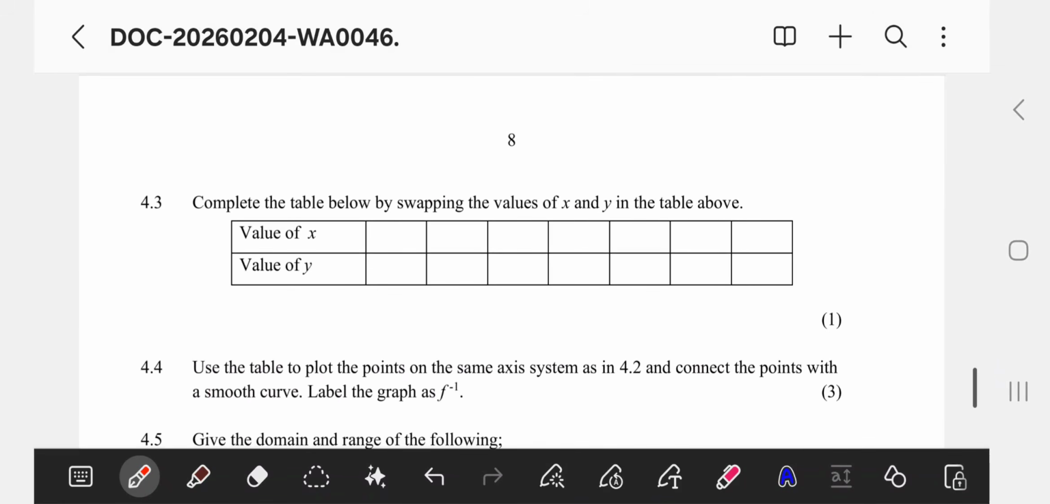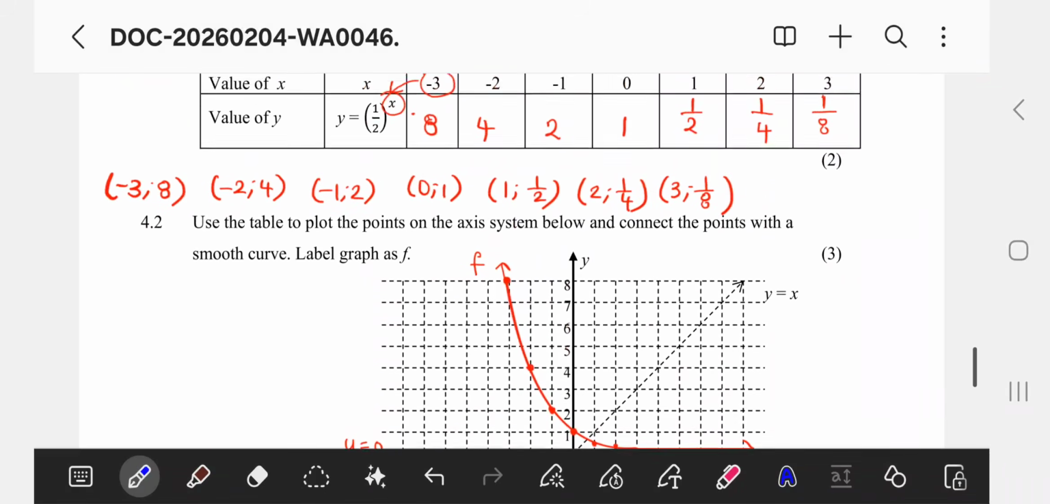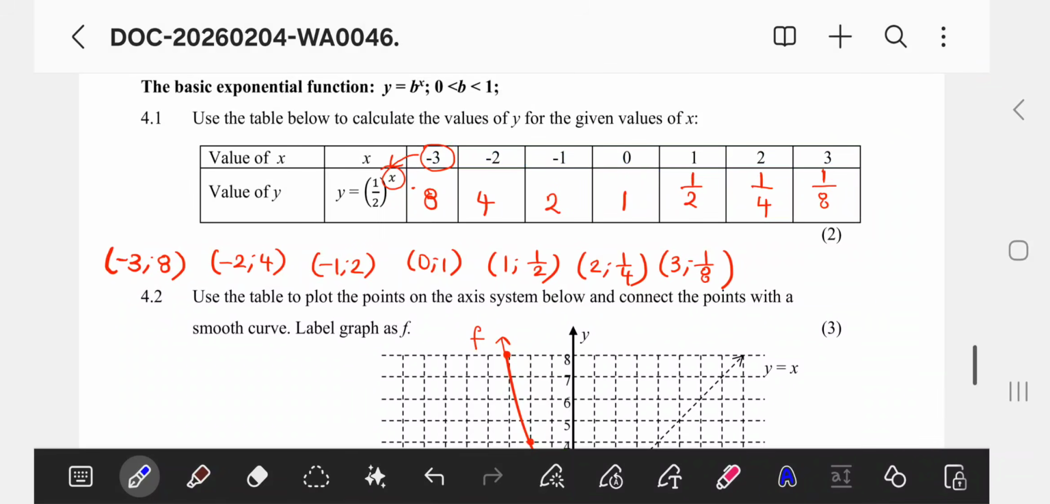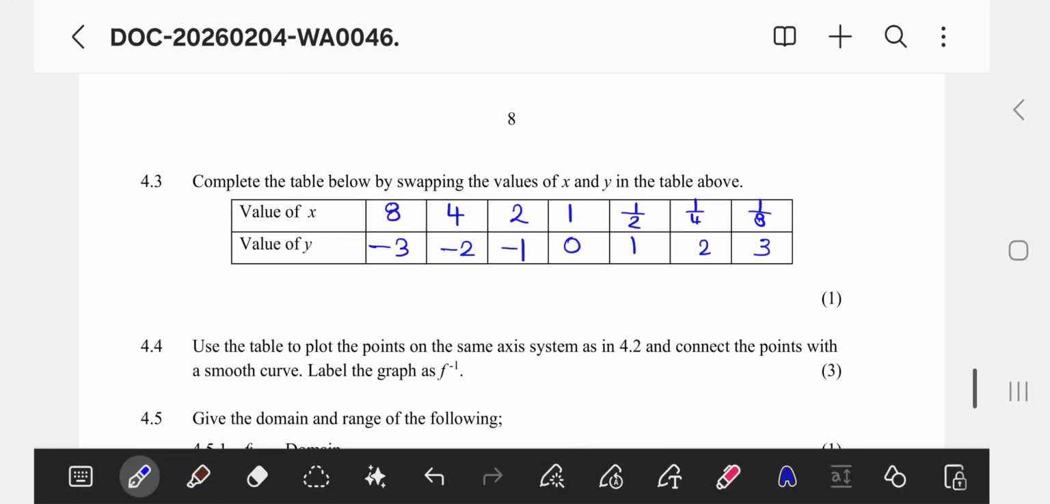Let's go on to 4.3. They say complete the table below by swapping the values of x and y in the table above. So this is the fourth time doing this. We know how it works. From the table above, we are taking all of the x values and making them y values. We are taking all of the y values and making them x values. So that is what the table would look like.